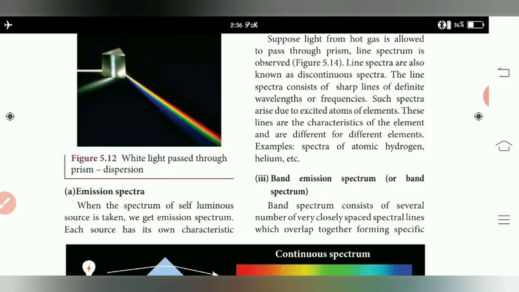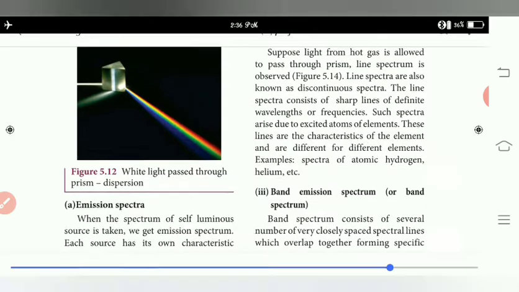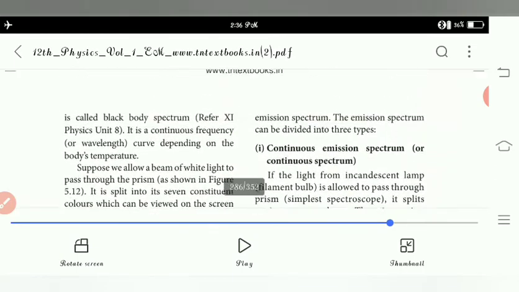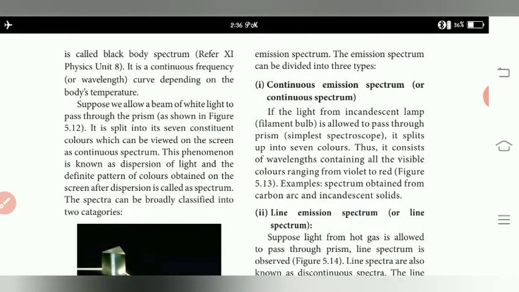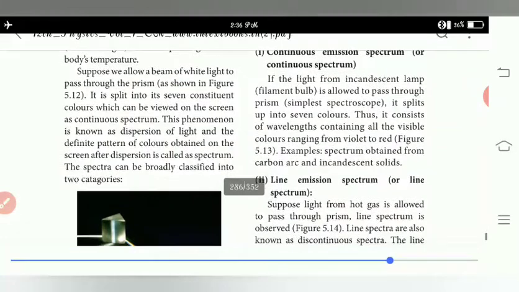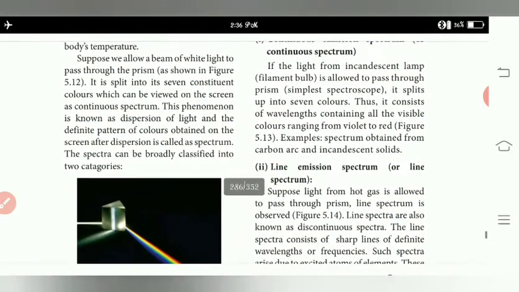When the spectrum is taken from a self-luminous source, directly from the source, we get the emission spectrum. Each source has its own characteristic emission spectrum. This emission spectrum can be divided into three types. The first one is the continuous emission spectrum.